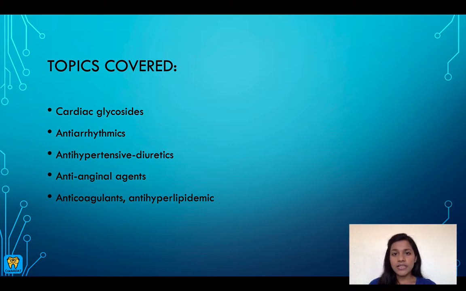This topic is very boards focused, and it's also going to be very clinical focused as well, because your patients are going to be on some of these medications or a combination of these. So it's very important for us to know which medication goes in which category in the cardiac system, as well as when to prescribe what.